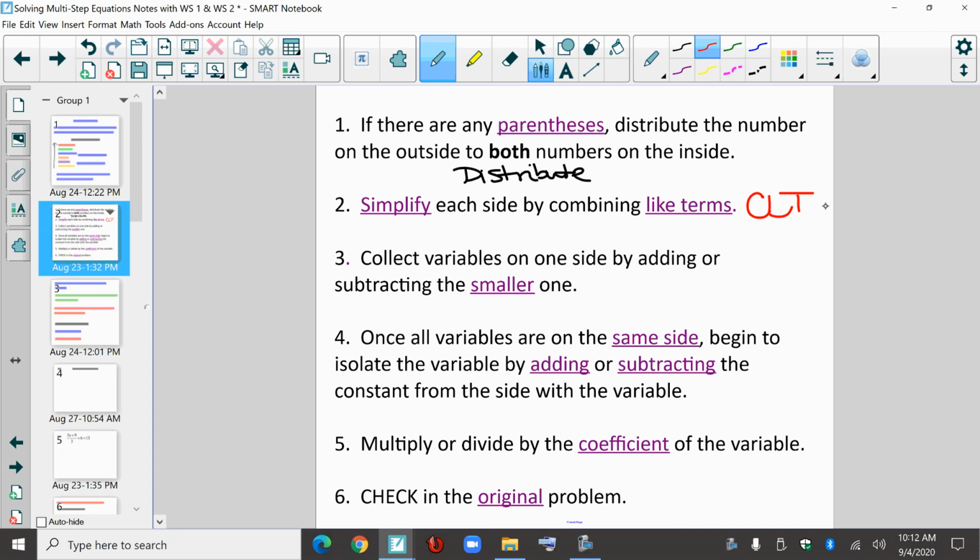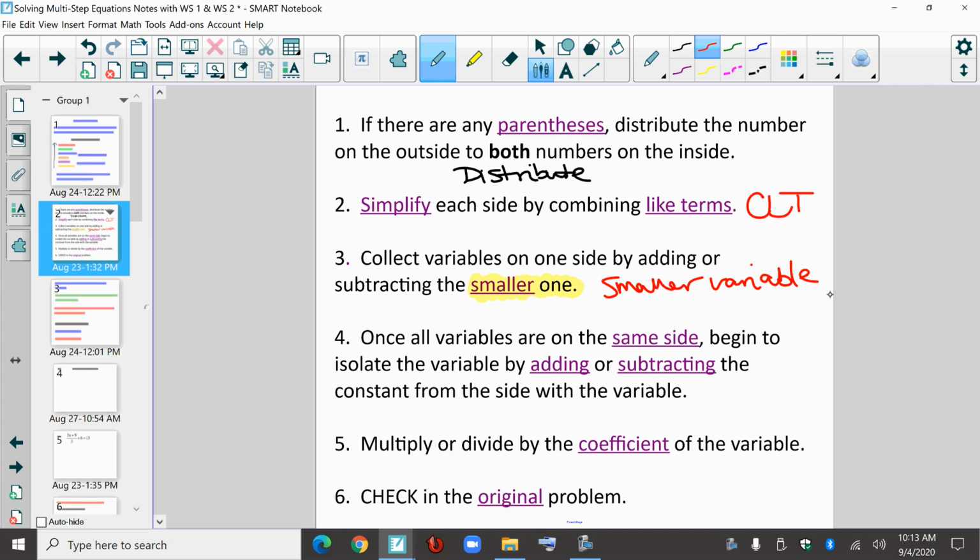And we're going to collect variables on one side by adding or subtracting the smaller. So I always said I was consistent, and I always looked for the smaller value. And I brought that variable over first. So take the smaller variable. Super important that you remember that, okay?